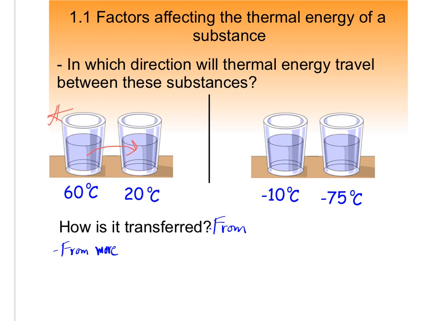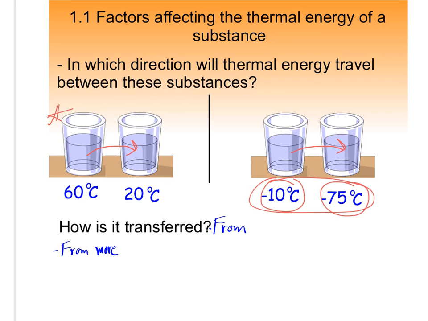If we look at a case where both substances are below water's freezing point, below zero, the same thing is still true. Which one is warmer? Which one has more energy? It's at minus 10. Minus 75 degrees Celsius is extremely colder than negative 10. So it's going to go that way, from negative 10 to negative 75 degrees Celsius.